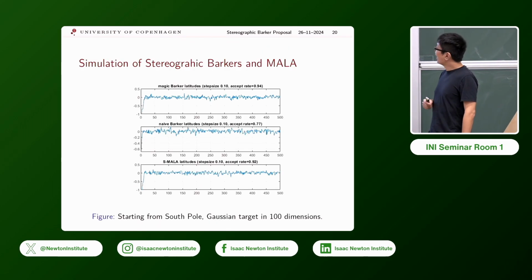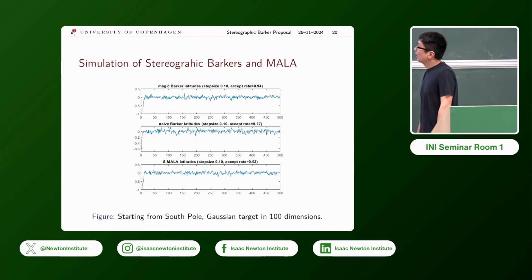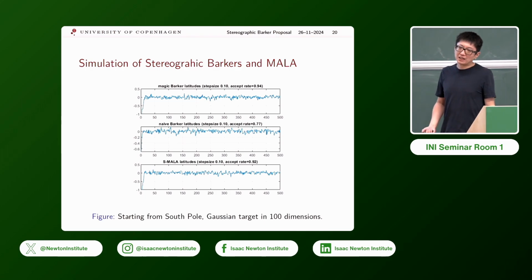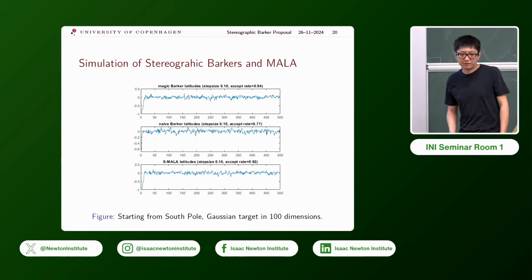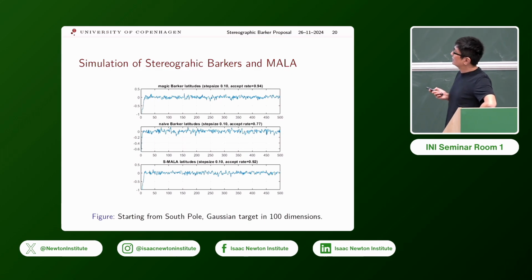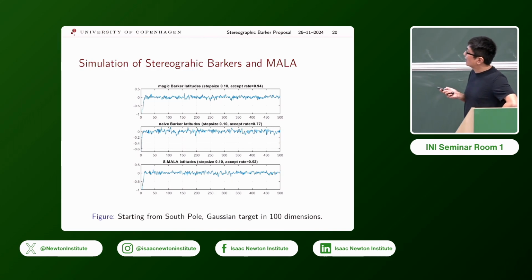Wonderful. So finally, I will show you a very simple simulation. This is really a toy example. The target is a 100-dimensional Gaussian target. This is an anisotropic target, so it's really the best target for stereographic MCMC. I run 3 algorithms. The first is a stereographic version of coordinate-wise Barker. That's the proposed algorithm. Sorry for this picture, it's an old picture. I used to call it the magic Barker, because I really like this Barker proposal. The second algorithm is a stereographic naive Barker, and finally a stereographic MALA.